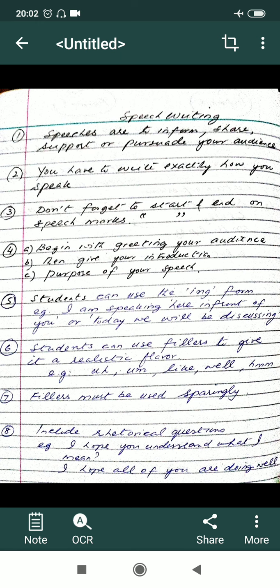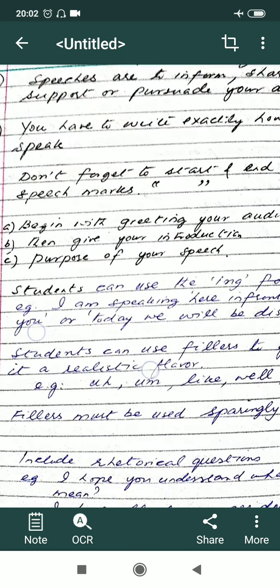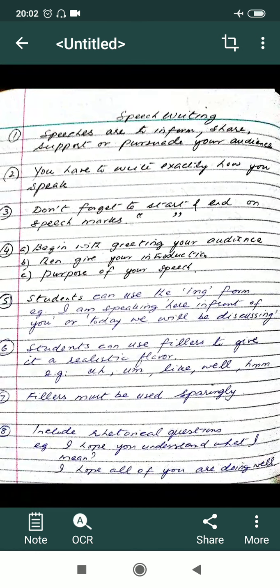Then number 6 was that students can use fillers like, well, literally, totally. So these are the fillers that we can use. What do fillers do? The fillers give a realistic flavor to the speech, because again I'm telling you that the speech should be written the way we speak. So when we use these fillers, it gives us the flavor of the speech. But we learned that they must be used sparingly. Do not use them excessively or unnecessarily.